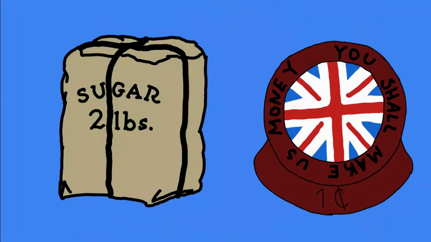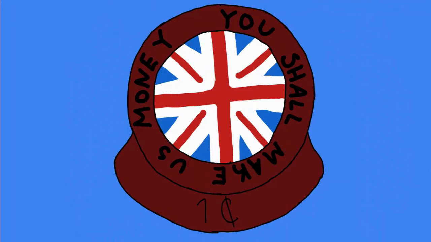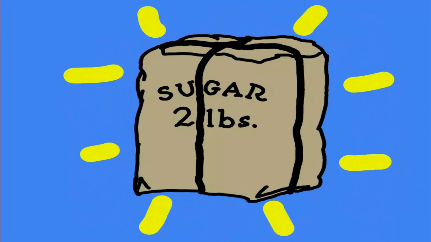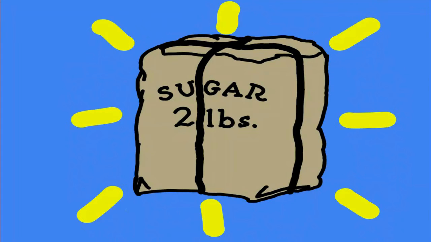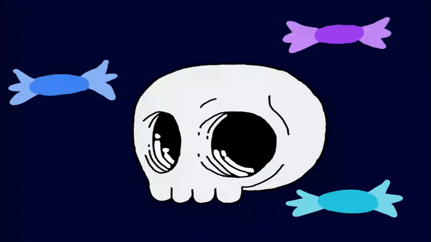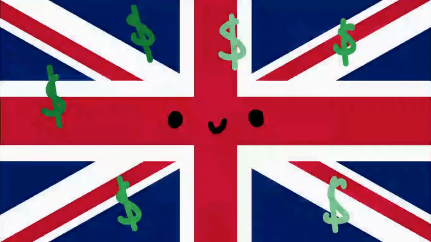To put it simply, the Sugar and Stamp Act were both created to give Britain more money. The Stamp Act started in 1765 and was called the Death Act by citizens. The Sugar Act started earlier in 1764, limiting citizens to only 2 pounds of sugar per month. This left citizens poor, sad, and lonely, with only the thoughts of candy to satisfy their sweet tooth. But hey, at least the British have their money.